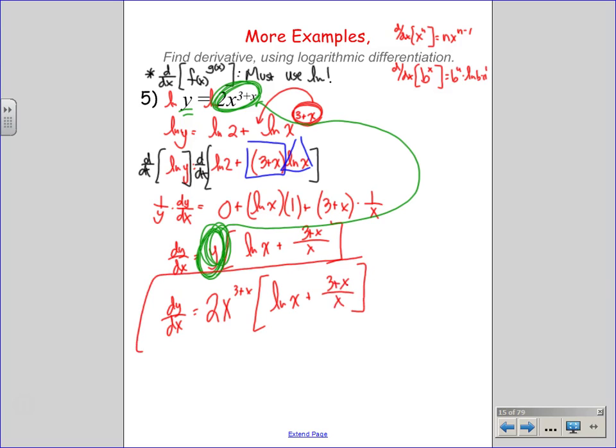Suppose you can get a common denominator. It's up to you guys to make it match. That's just algebra.